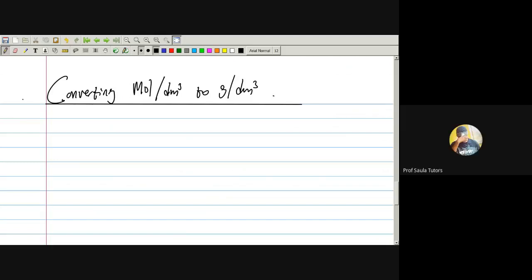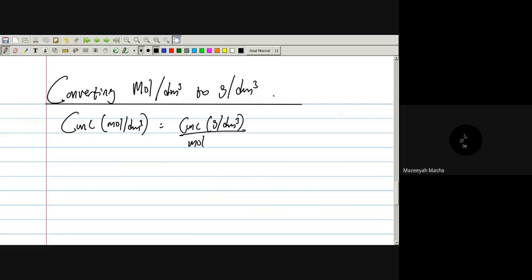This is what we always do. Let me tell you, it is very simple. Look at this formula: concentration in mole per dm cube is equal to concentration in gram per dm cube over molar mass. This is the formula we use. It's like saying mole equals mass over molar mass. Now, let's look at this question.